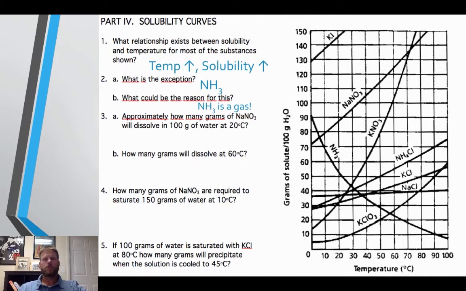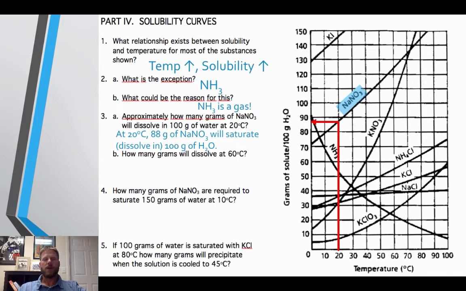Well, first two are just reading the graph. How many grams of sodium nitrate will dissolve in 100 grams of water at 20 degrees Celsius? Well, the graph is a graph of temperature on the x and grams of solute that will dissolve in 100 grams of water. So if we just read the graph, we can answer this question. We got to start by finding the NaNO3 graph, and there it is right there. And now I'm going to look and intersect this graph at 20 degrees Celsius and read the y-axis.